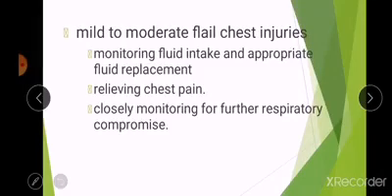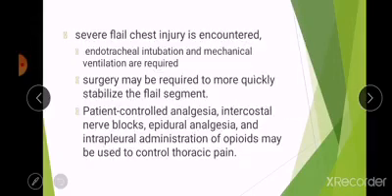Maaaring mag-lead kasi ito into your respiratory failure pag nag-worsen. So, dapat close monitor mga ganitong pasyente. And in severe cases, the patient may undergo endotracheal intubation and will be connected to your mechanical ventilation. Kasi, maaaring loss na yung function ng respiratory system. Hindi na siya magpa-function because of the injury na nangyayari.